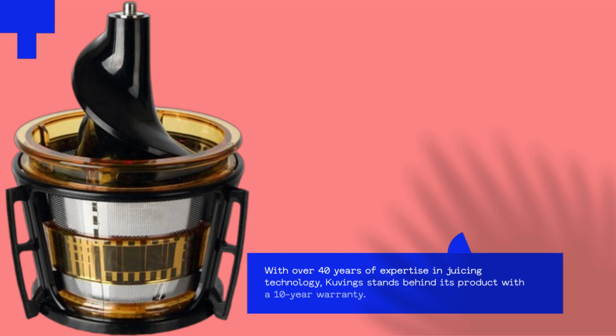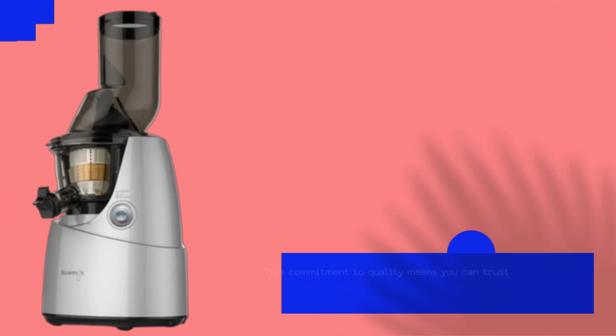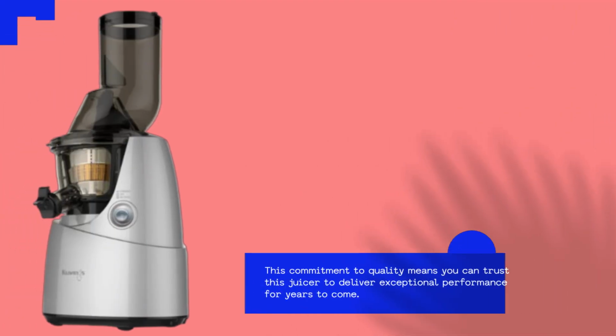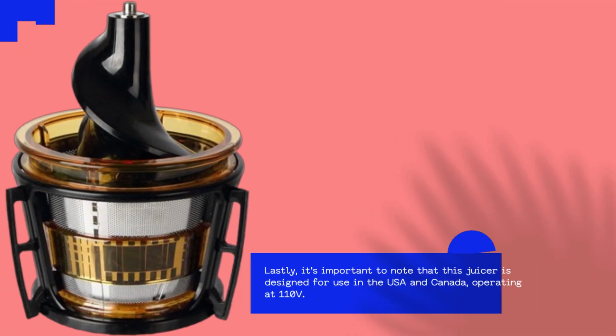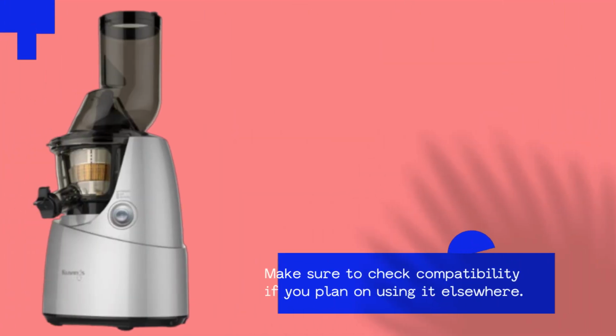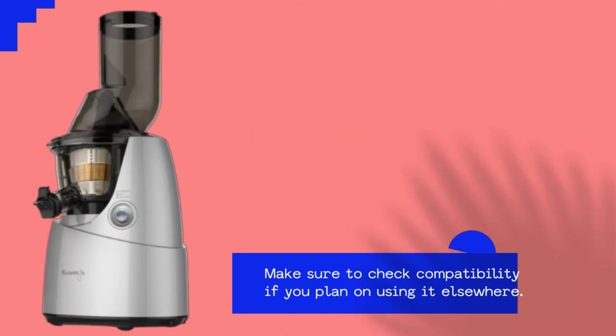Durability is also a key factor with the Kuvings Whole Slow Juicer. With over 40 years of expertise in juicing technology, Kuvings stands behind its product with a 10-year warranty. This commitment to quality means you can trust this juicer to deliver exceptional performance for years to come. Lastly, it's important to note that this juicer is designed for use in the USA and Canada, operating at 110 volts. Make sure to check compatibility if you plan on using it elsewhere.